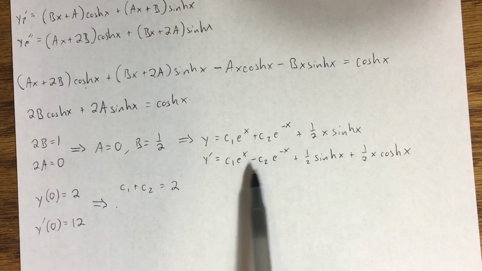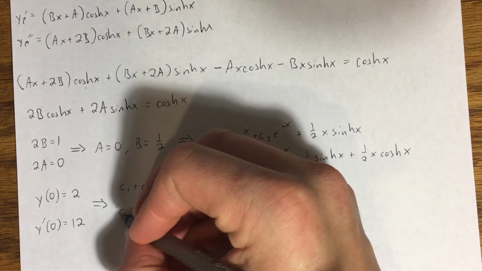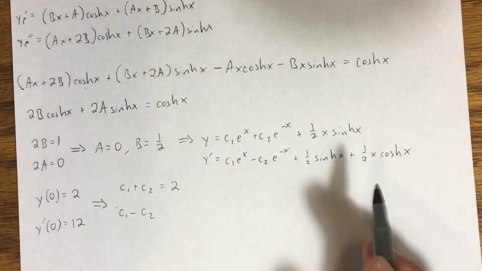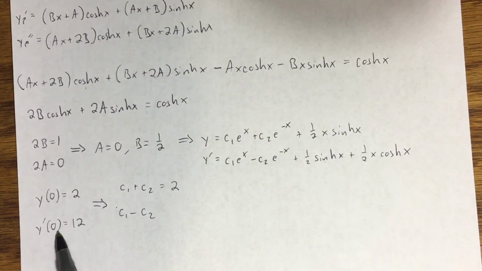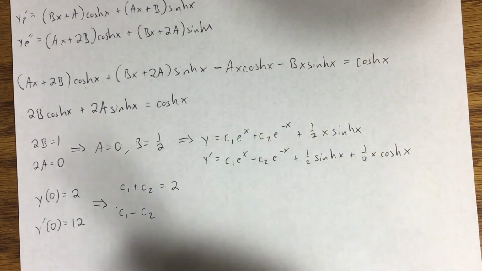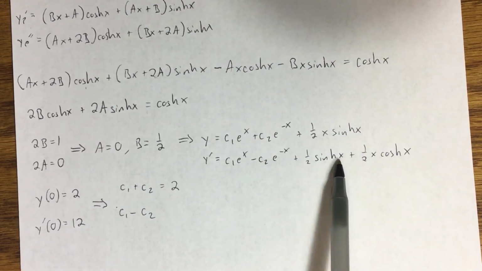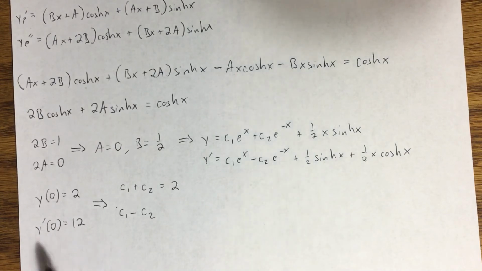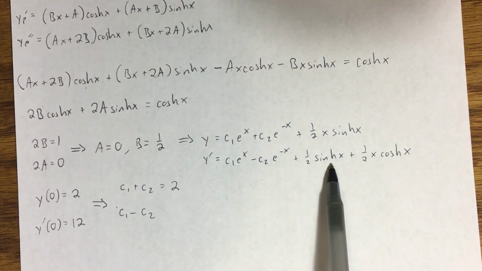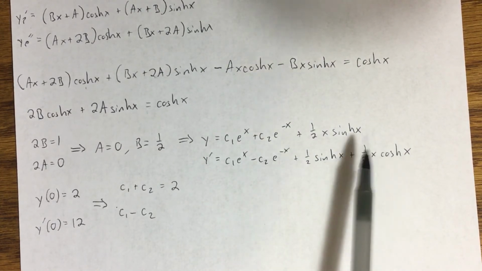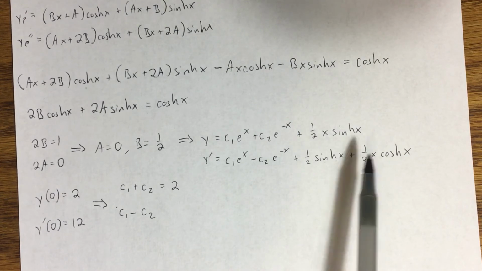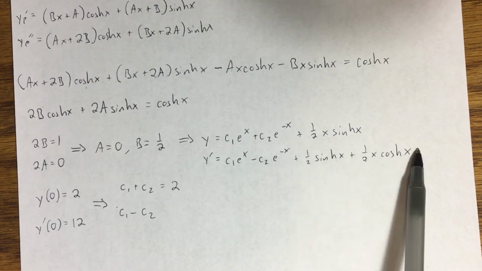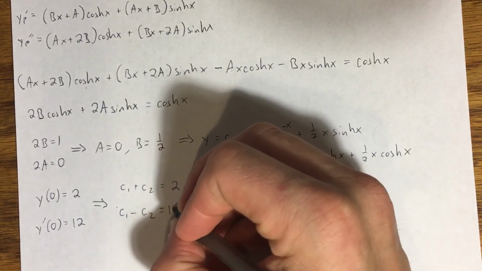Here, y prime of 0, again, I'm going to end up with c1 minus c2. Now, sinh of 0 is 0. You can plug that into the sinh function using the exponential definition for that. It's equal to 0, so that term's going to go to 0. And then cosh of 0 is not equal to 0, but since I'm plugging a 0 in for x here, that term also goes to 0. So those terms drop out. This is equal to 12.